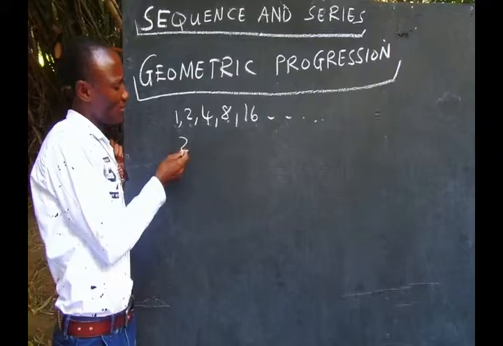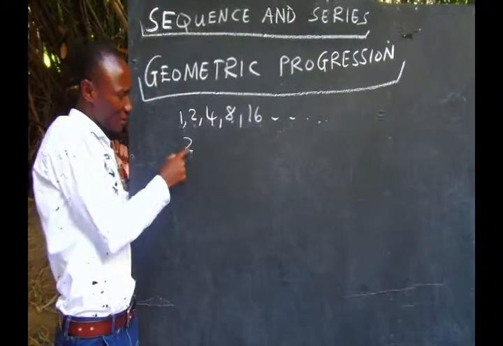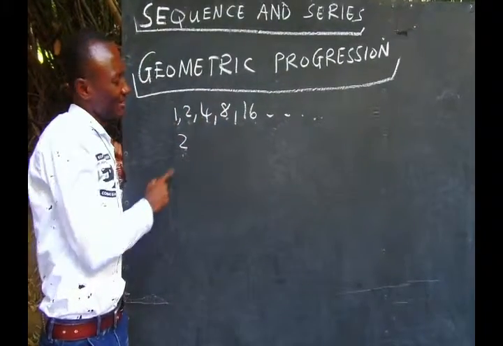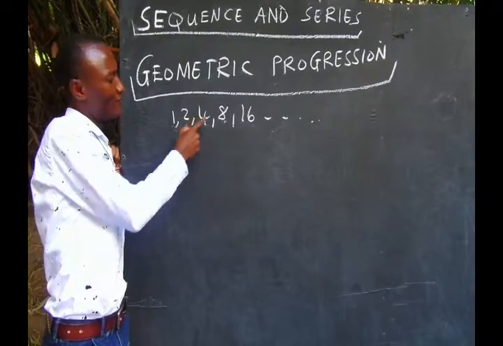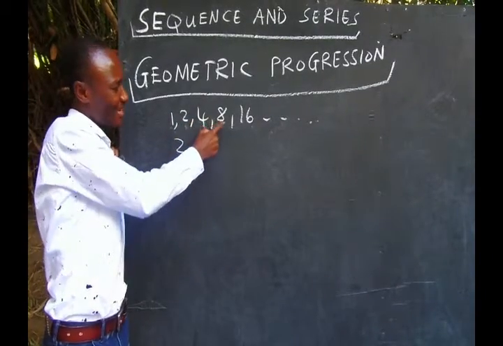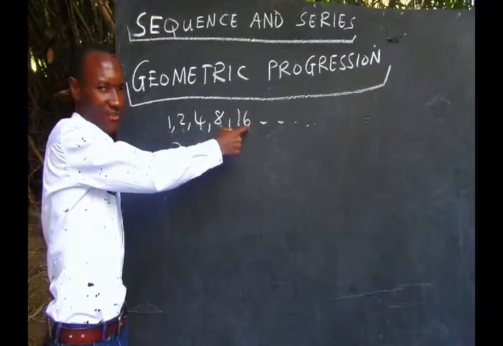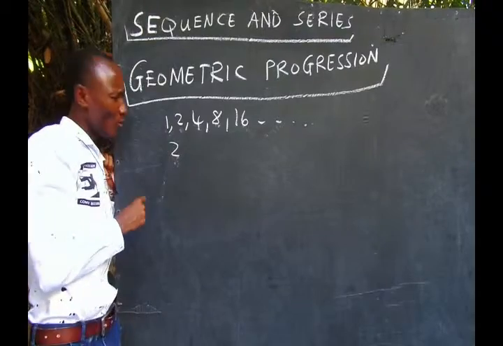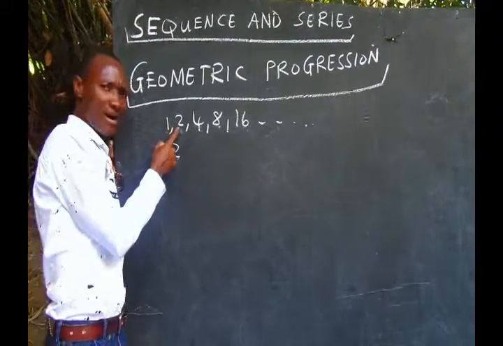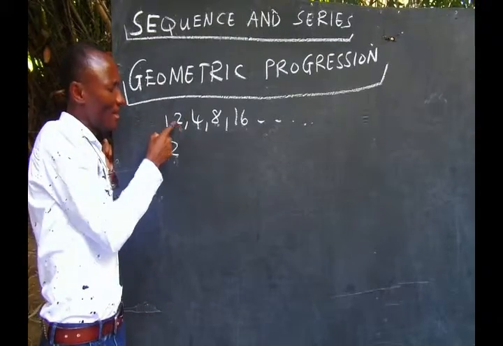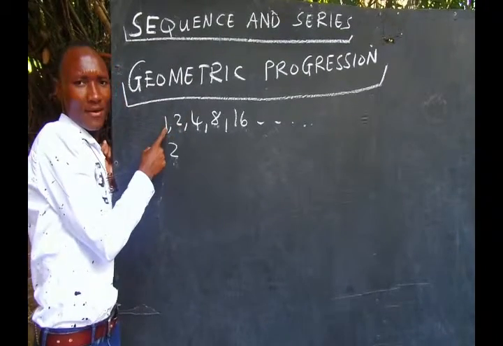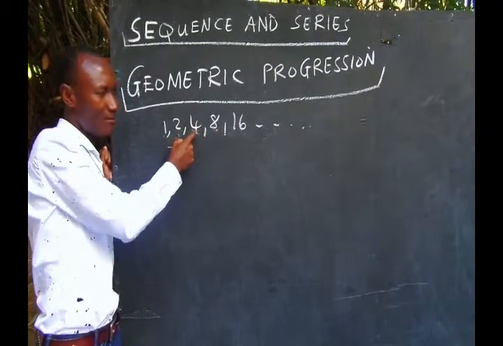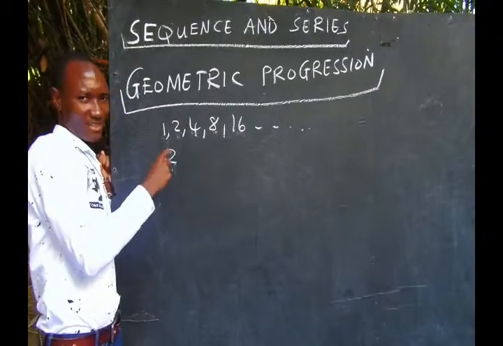So 2 is also obtained by dividing. If it is multiplying to get the next number, it is obtained by dividing. 2 divided by 1, we get 2. 4 divided by 2, we get 2. 8 divided by 4, we get 2. 16 divided by 8, we get 2, my best friend. So we divide the next number by the previous one. It is obtained by dividing.